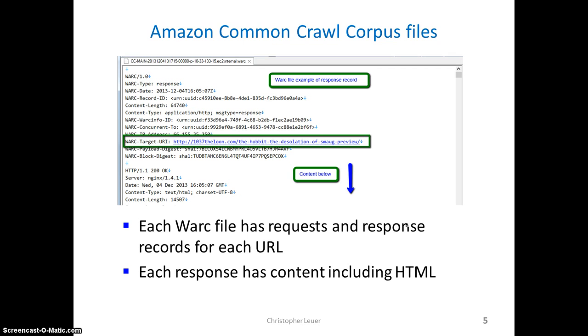This is what a work file looks like. These are zipped and placed on the Amazon S3 storage service. Each work file has request and response records, and these are large files. The HTML content is actually in these files, and I'm going to read these files and write the HTML and URLs into the Google Bigtable.